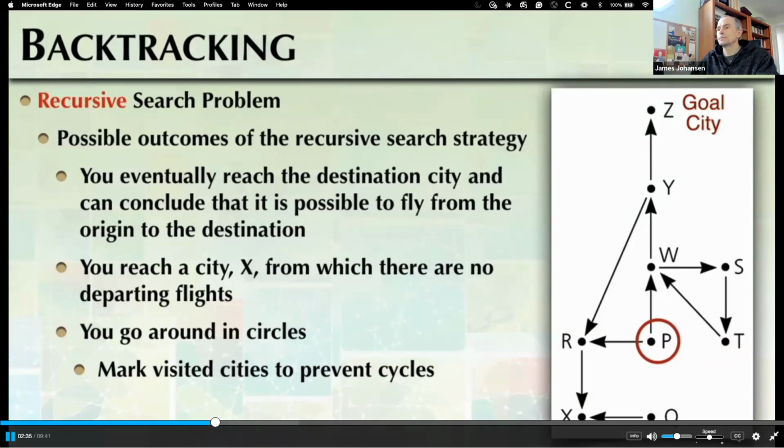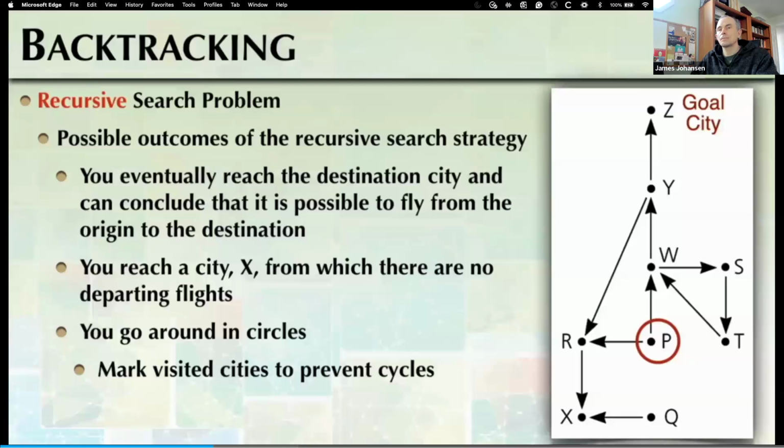Another option is we could end up going around in circles on this graph, but what we're going to do to prevent that is mark each of the cities we visited so that we don't get these cycles. So let's look at our algorithm. We'd start at city P, and our goal is to get to city Z. We may try city R first, because it's fairly close. And notice we mark P, that's a city we've visited. So when we come back to P, we know we've been there already.